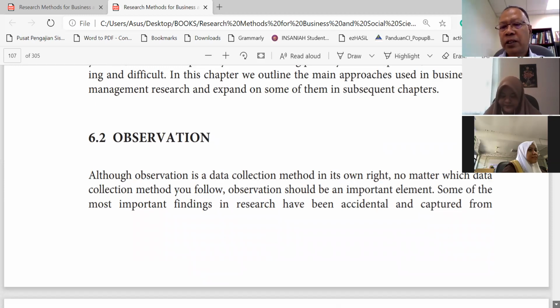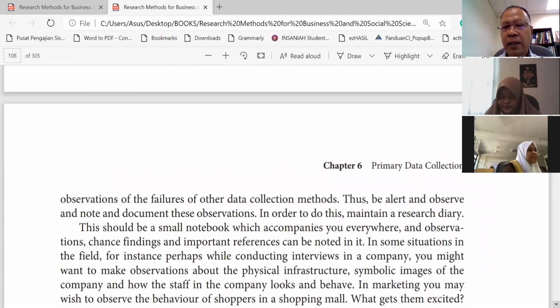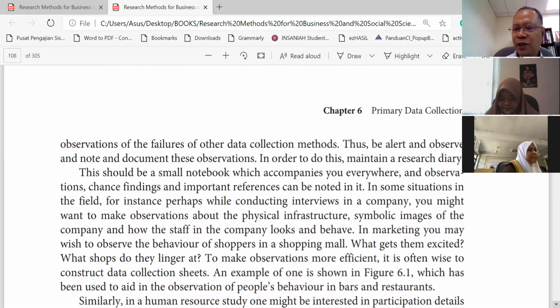So in observation, the researcher gathers the information himself or herself, and the researcher is the instrument. Therefore, the researcher needs to fulfill the requirement of validity and reliability.